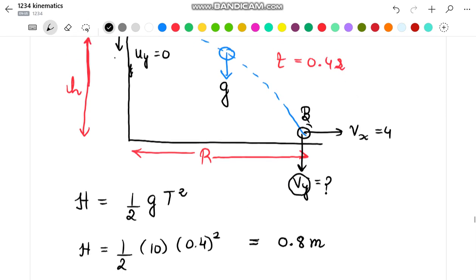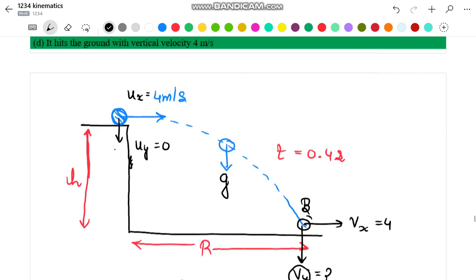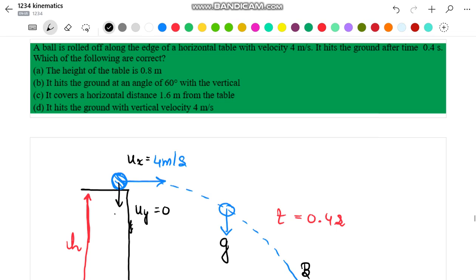Now at point B, just at the moment before it is about to collide with the ground, both the components of its velocity are equal, so we can say that it will collide with the ground making an angle of 45 degree with the horizontal. That is, it hits the ground with vertical velocity of 4 and at an angle of 45 degree rather than 60 degree, which is mentioned in option B. So you can simply ignore option B, and the rest of the options we have already checked in the solution.